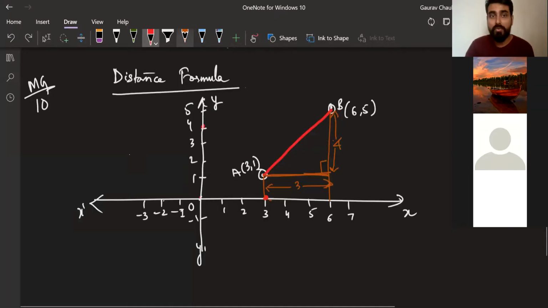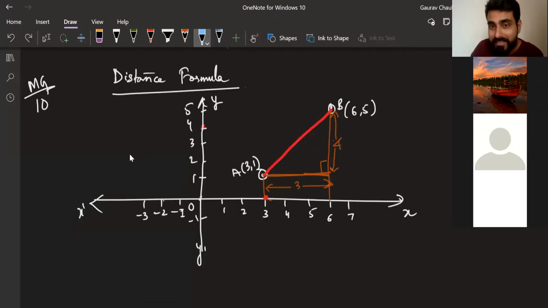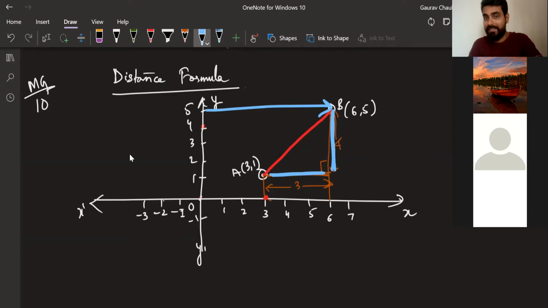Bindu is saying, sir, this distance is 4 because this full distance is 5 and this distance is 1. How are we getting that? 5 minus 1. Same way, this distance is 3. How can we say that? Because this full distance is 6 and this distance is 3, so I'm going to subtract that. I will get this as 3.